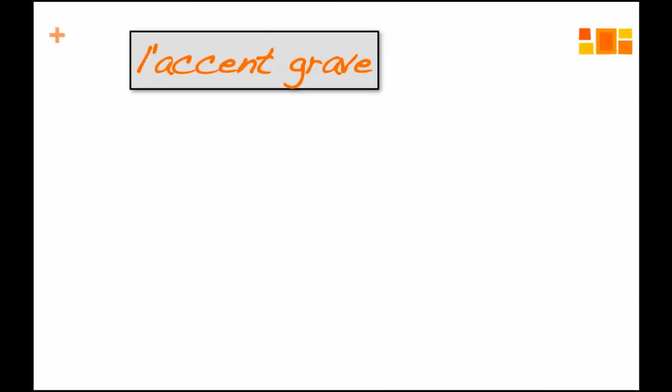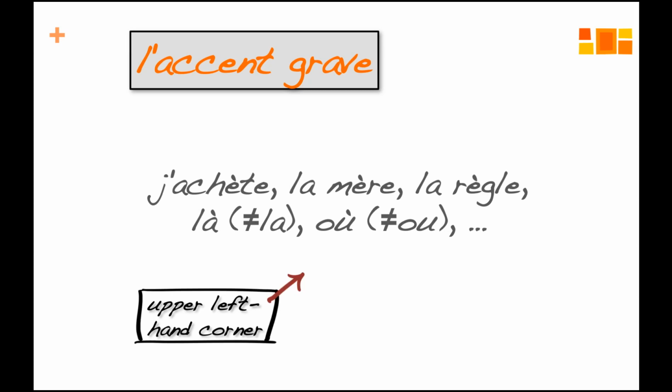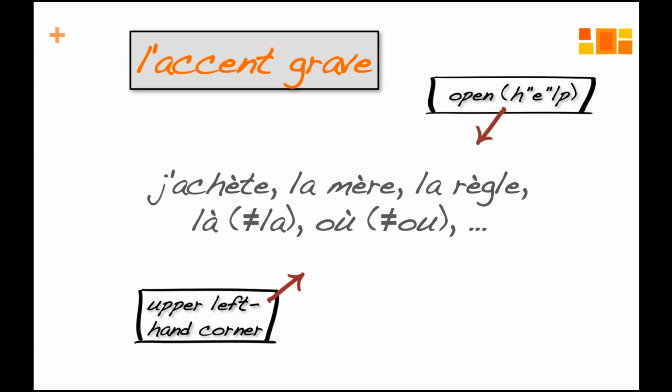Let's continue with the accent grave. A couple of examples. J'achète, la mère, la règle. And there's also an accent grave above other vowels like là and où. So, the accent grave, that's the one that goes towards the upper left-hand corner. Accent aigu, upper right-hand corner. Accent grave, upper left-hand corner. If it is above an E, it tells you how to pronounce that sound. It's a very open E, like in the English word help.